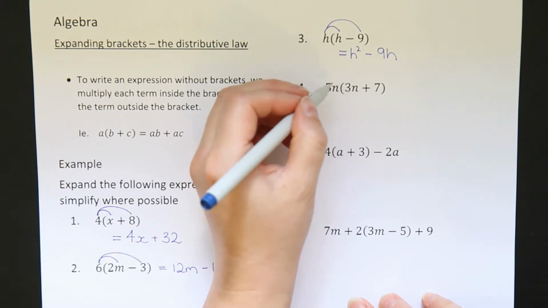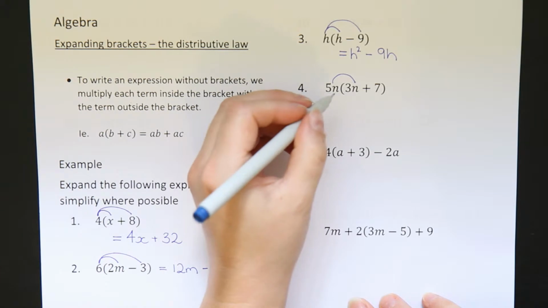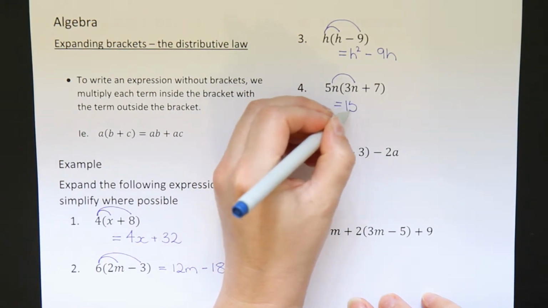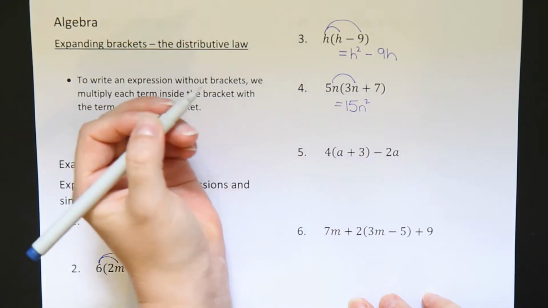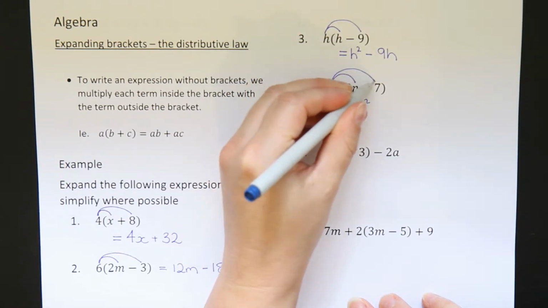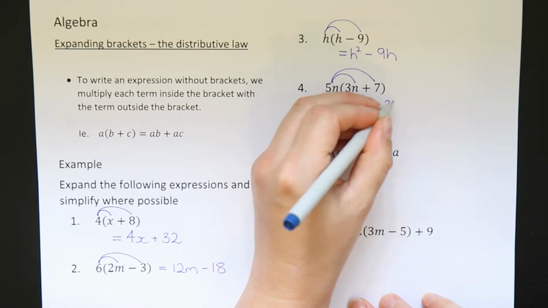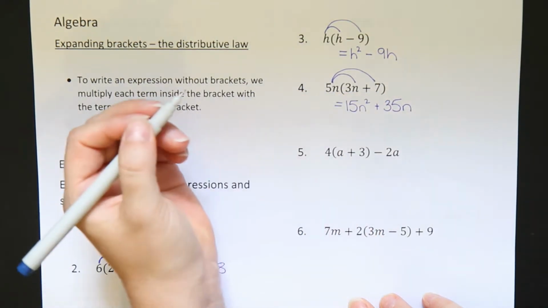Question 4, multiply the 5n by the first thing in the brackets, 3n. 5 times 3 is 15. n times n is n squared. Then multiply what's out the front by the second thing in the brackets. 5 times 7 is 35, and I also had out the front here an n, so 35n.